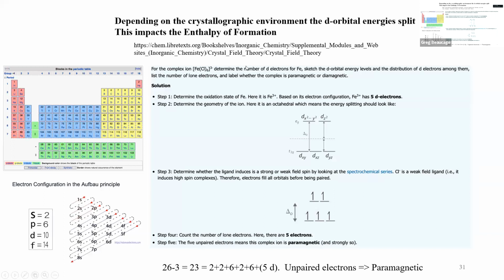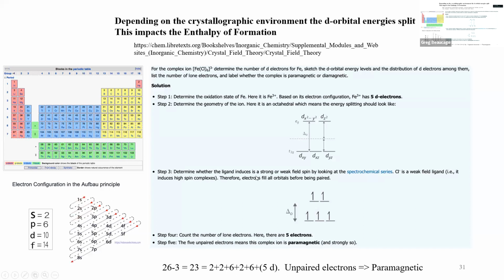Chlorine, see, he says a weak ligand here. Determine the state of Fe plus 3, 5 d electrons. Sketch the d orbital energy. So determine the geometry of the ion: octahedral, which means the energy splitting should look like that. It's octahedral because there's 6 ligands. Per octahedral, you have 6 points, and then there's 8 sides, so 4 on the top, 4 on the bottom. You determine it's octahedral because there's 6 chlorines in it. And if it's octahedral, that's the way the electrons are going to be arranged. You have just this octahedral energy.